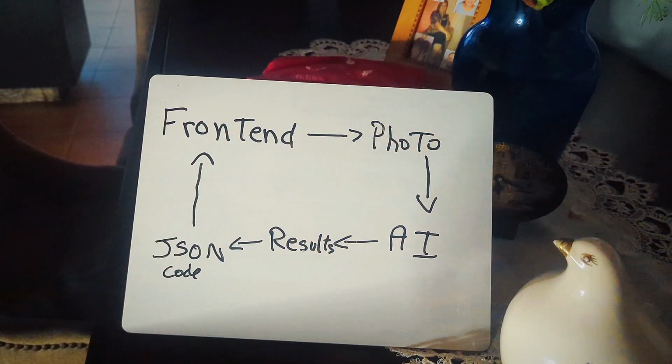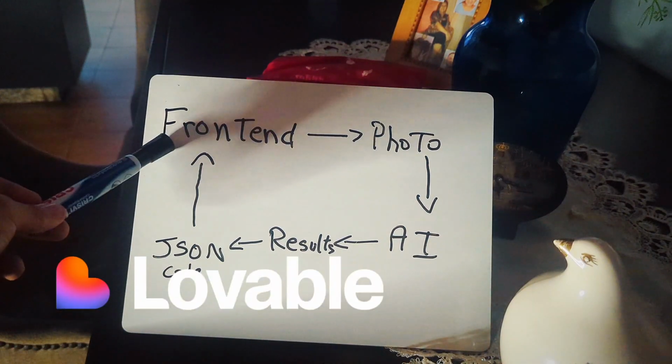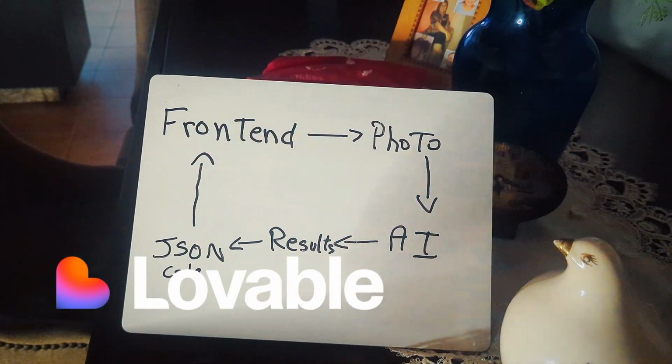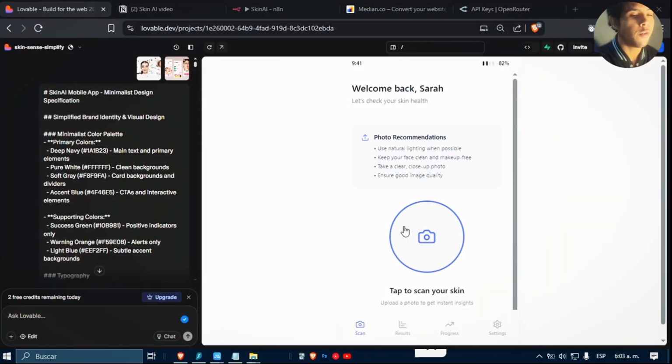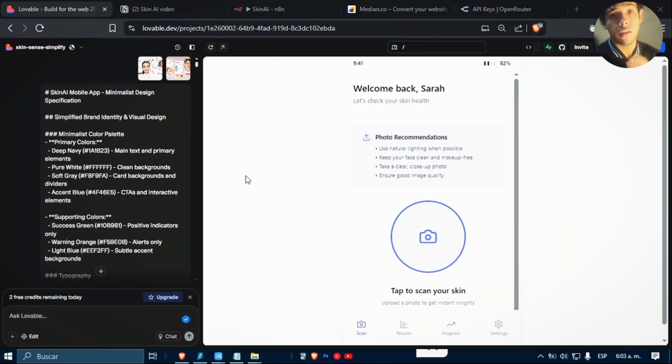This is a workflow, very summarized and simple, and to be honest, very easy to build with the vibe coding applications that we are going to use today. We are going to use Lovable to build the frontend, and we are going to use n8n to build the backend. So let's get started. Guys, first of all, let's get started building the frontend using Lovable AI.